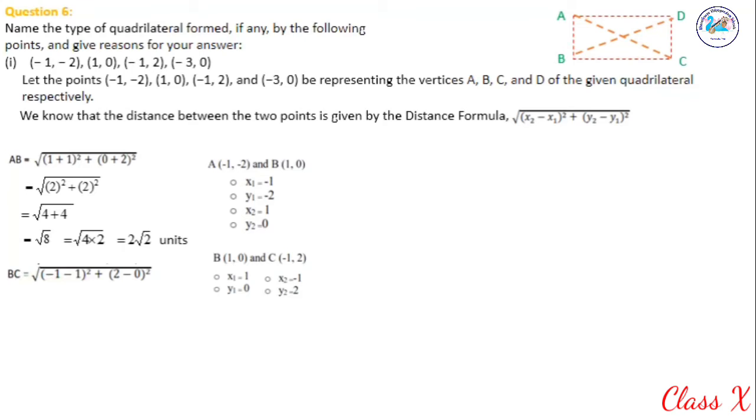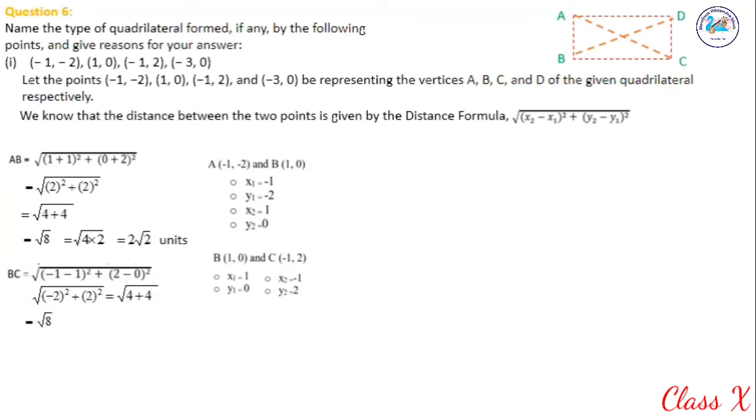x2 is here minus 1, minus 1 again. So minus 1 the whole square plus y2 is 2, y1 is 0. So 2 minus 0 the whole square. So minus 1 minus 1, we will get the answer minus 2 square. 2 minus 0 we will get it as 2 square. Calculation part again, minus 2 square we know that it is 4, and again 2 square we will get 4.